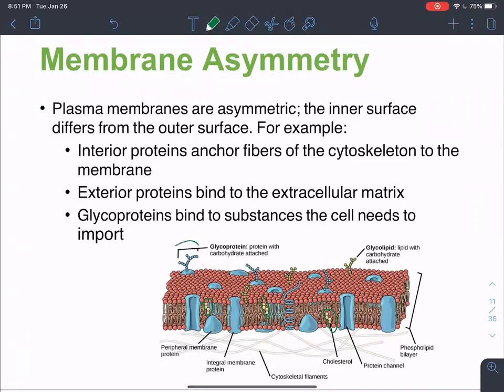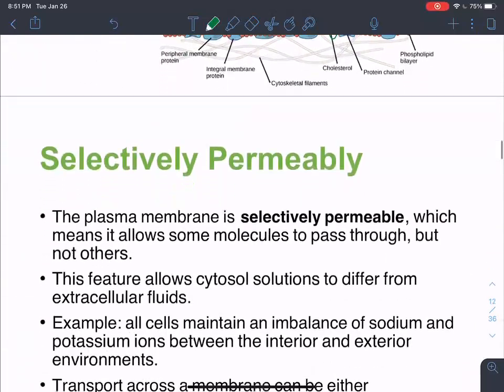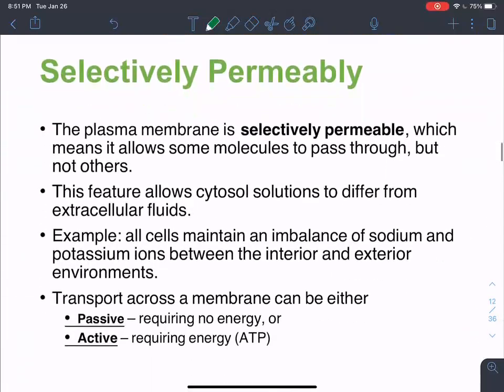So these are those glycoproteins, and they're going to be reaching out kind of like hands that'll grab onto things that the cell needs to bring inside it. You just need to realize that there is a difference between the interior and exterior of the cell, and they have different functions.